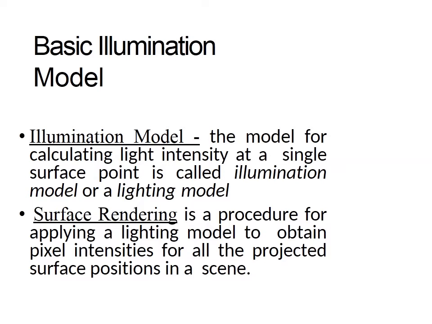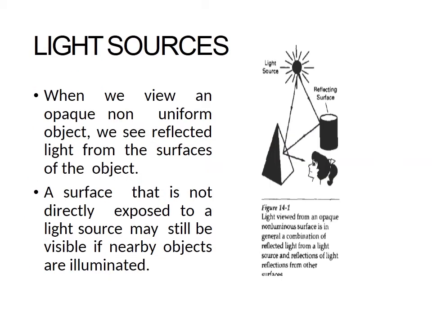An object is illuminated not only by a direct light source but also by light which is inter-reflected from nearby objects. There can be an infinite number of light rays coming from the nearby objects to illuminate the object. Light viewed from an opaque non-luminous surface is in general a combination of reflected light from a light source and reflections of light from other surfaces.